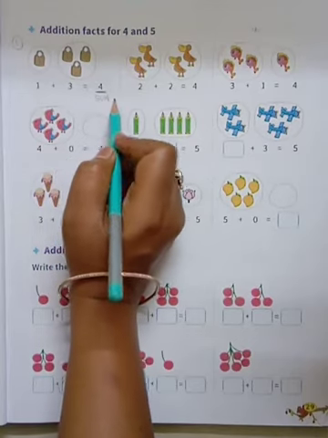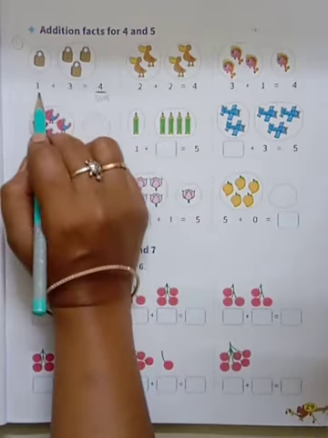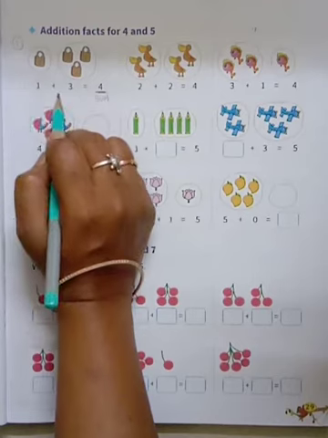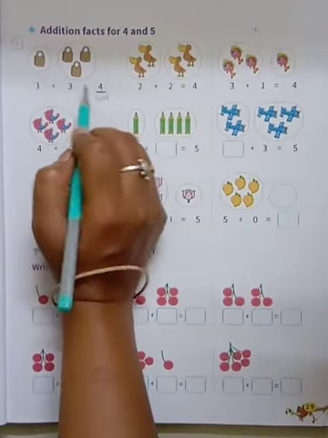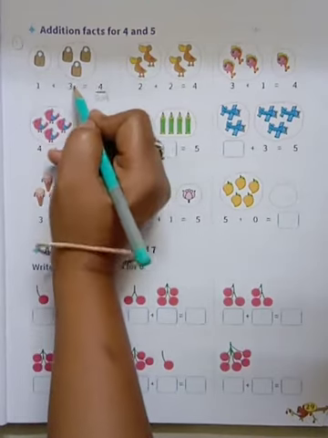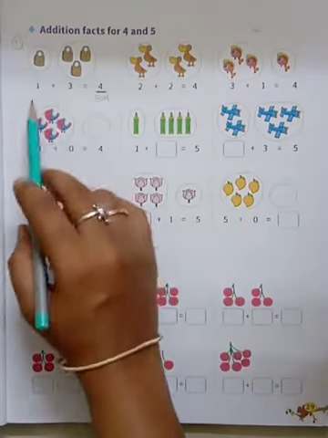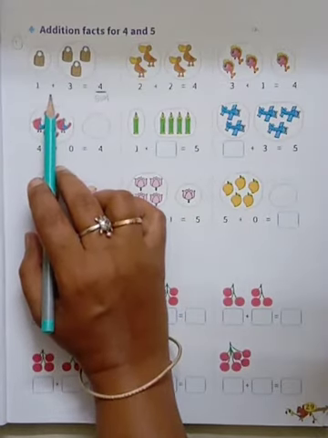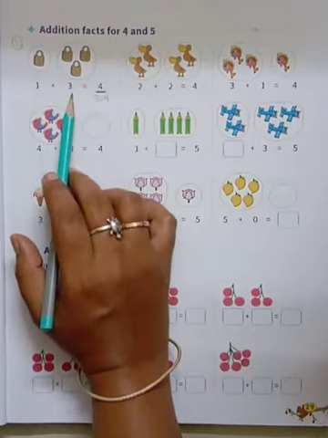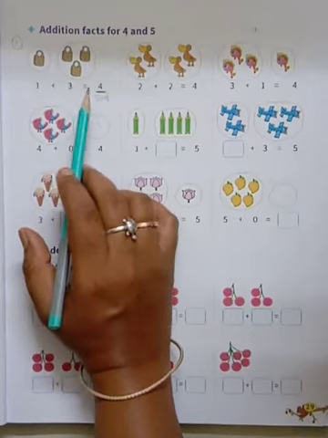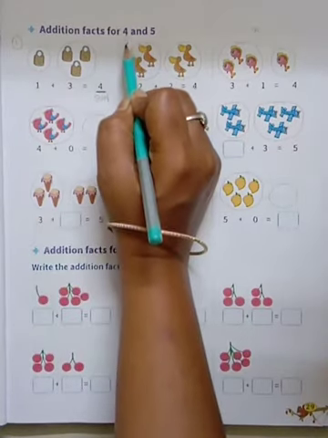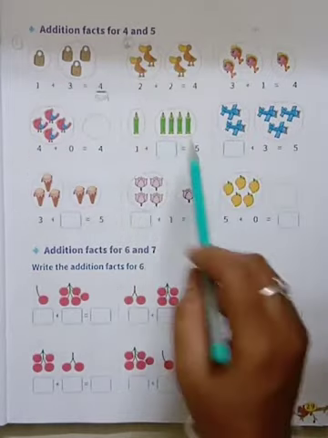And what are the addition facts here, children? 3 and 1. When you add 3 and 1, 1 plus 3, you will get the sum as 4. So this is the first fact, that is 1 and 3. This is the first possible way. Now if I want to get 4 as a sum, but I don't want these numbers, which other numbers can we add to get the result 4? Yes, you all are correct. I'm going to solve the second example based on this.